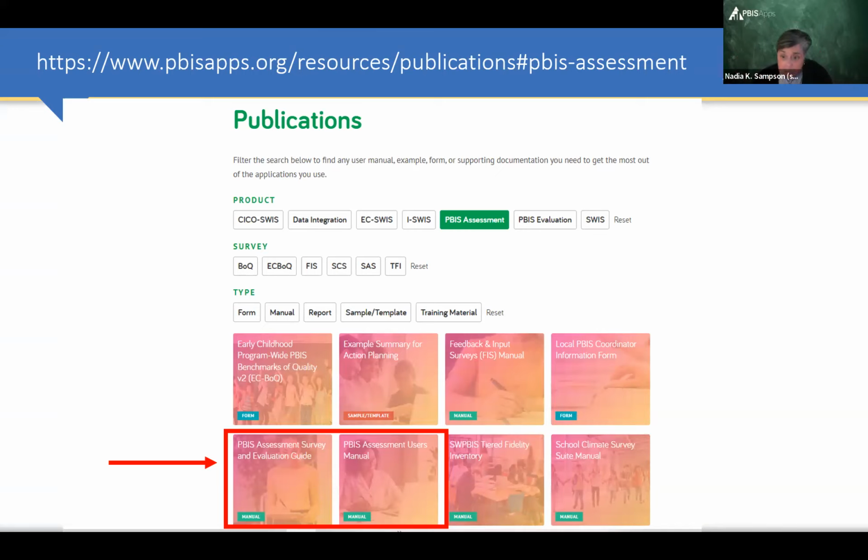But most of the surveys, you're doing one, for example, a tiered fidelity inventory. Not every team member is filling out the tiered fidelity inventory. The team is coming to consensus, and those are the scores that are put in. With the feedback and input surveys, you are pulling data from multiple people. So there's different ways to collect the data, and it depends on the tool that you're using.